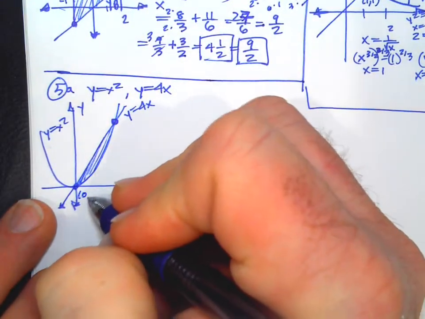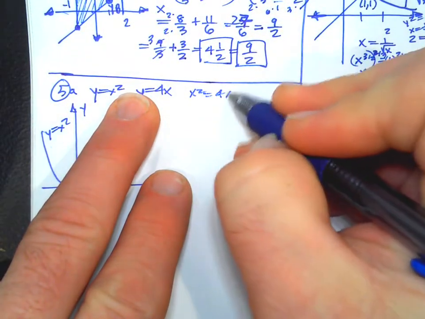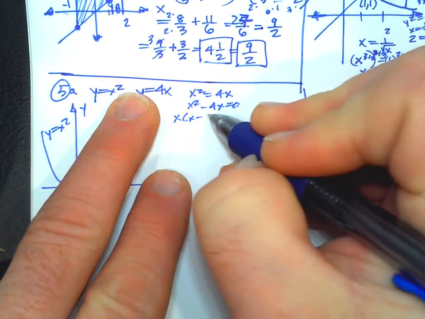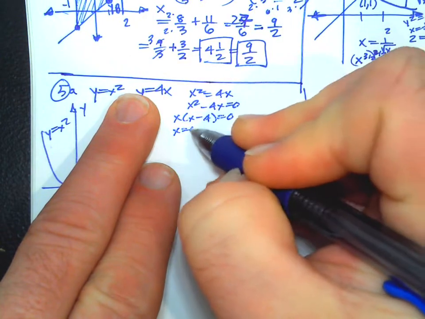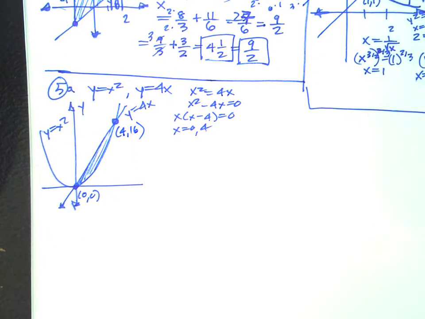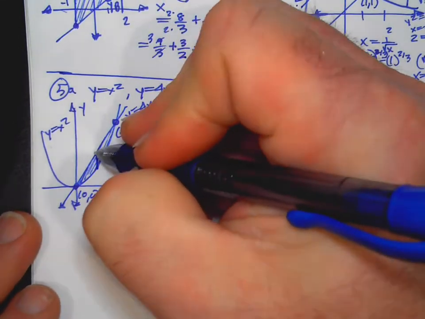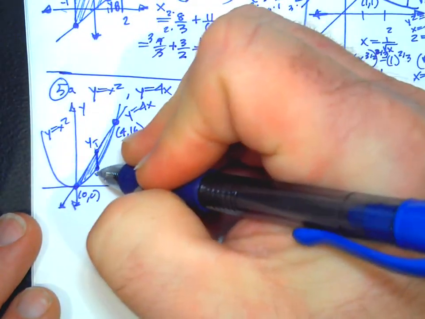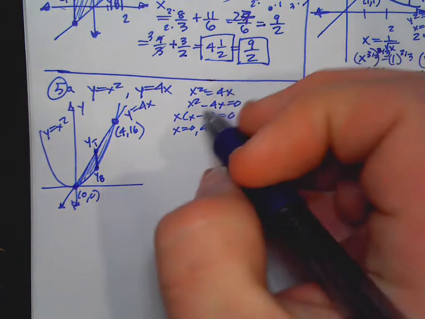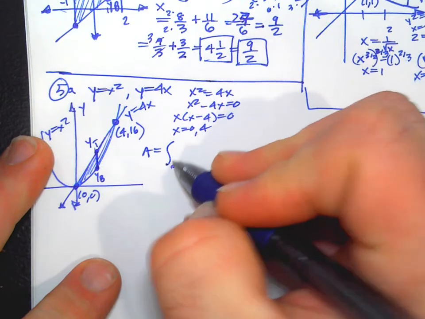This is probably (0, 0). But if you set them equal to each other, x squared equals 4x. Move everything to one side, x squared minus 4x equals 0. Factor it. X equals 0 and 4. So this is at (4, 16). So we were told specifically to do it with respect to x, which would be vertical slicing, which I think looks like an easy approach. I mean, you could do horizontal slicing, but all right. So the area is we're going to integrate left to right, 0 to 4.